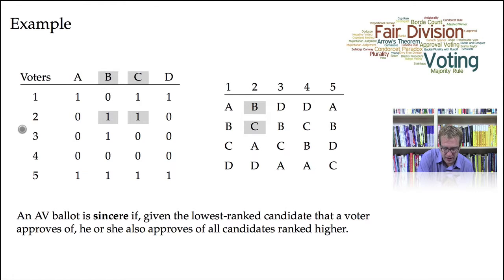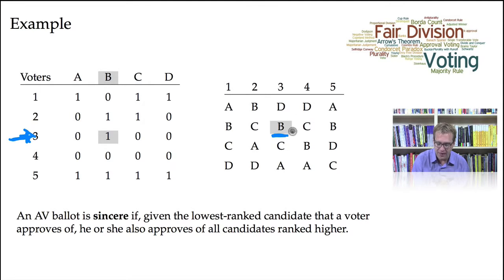So, for example, voter 2 here is being sincere because voter 2 approves of candidate C, and then also all of the candidates ranked higher than that. Voter 2 approves of both B and C. But voter 3 here is not being sincere because voter 3 approves of only candidate B, but not the candidate D, which is actually ranked higher than B. So from now on, we're going to restrict attention to voters that are sincere.